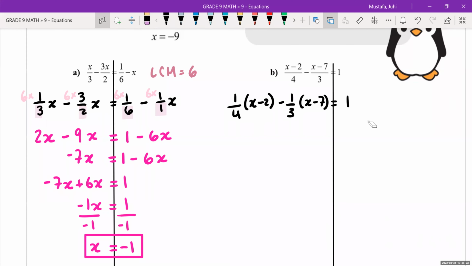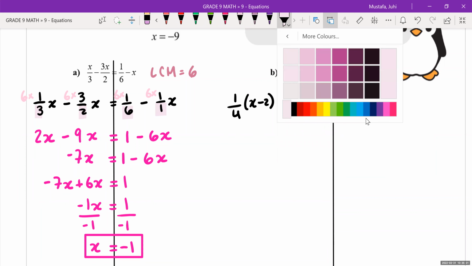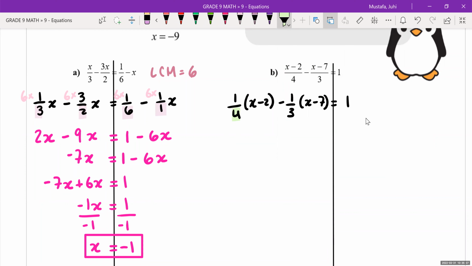What we're going to do is just like what we did before: we are going to try and figure out what the lowest common multiple is going to be. Yep, it would be 12. So we have a 4 here and a 3 here, and our lowest common multiple would be 12. That means we're going to multiply each term by 12.